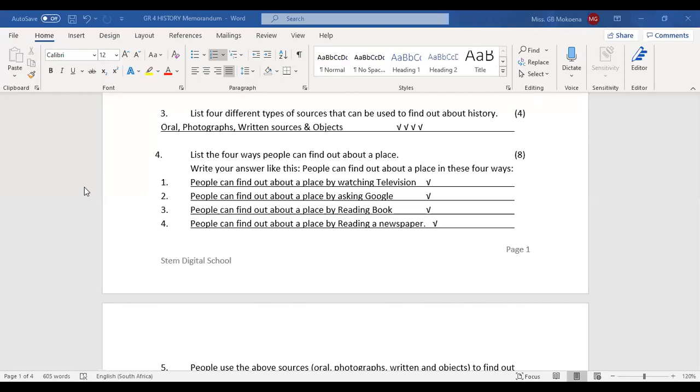And if we want to look at our history, for example in the 1990s, we can look at the objects that they were using. They are different from ours. The cell phones are not the same. Even the transport wasn't really the same. A lot of things have changed. So by looking at objects, we can learn about other people's history.